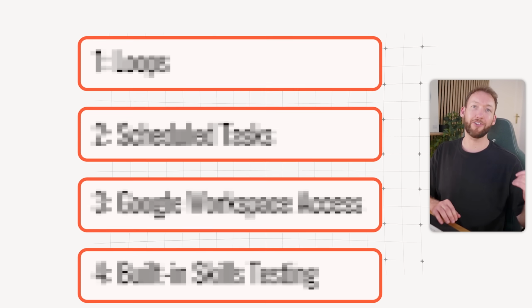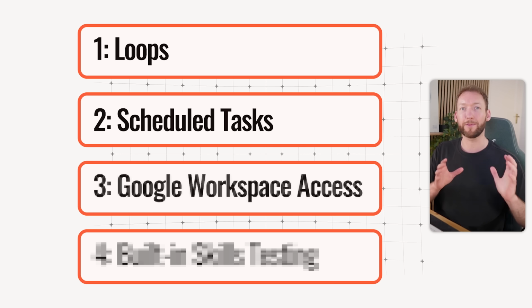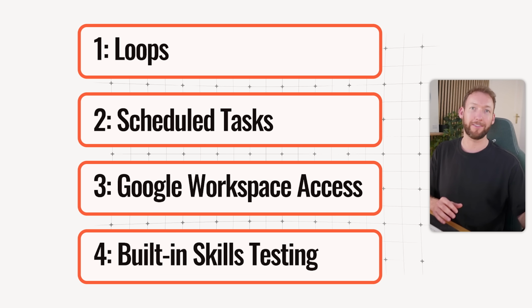If you're using Claude Code, these 4 brand new updates completely change what you can build. Loops, scheduled tasks, Google Workspace access, and built-in skill testing or Skills 2.0. So instead of watching 4 separate videos to figure these out, here's the shortcut.